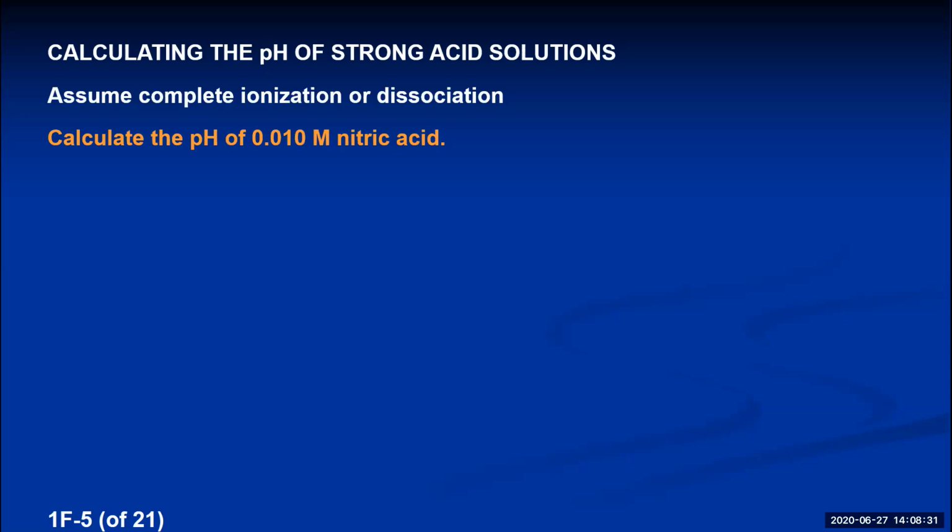So let's take an example of a strong acid. Let's calculate the pH of 0.010 molar nitric acid. Nitric acid has 2 more O's and H's in its formula. That's why it's a strong acid. So if you want to predict what its pH is going to be, if you imagine what the nitric acid molecule would do if it dissolves in water, it would be the same reaction we just talked about. It would bump into a water molecule, donate its hydrogen ion, and create a hydronium ion and a nitrate ion.